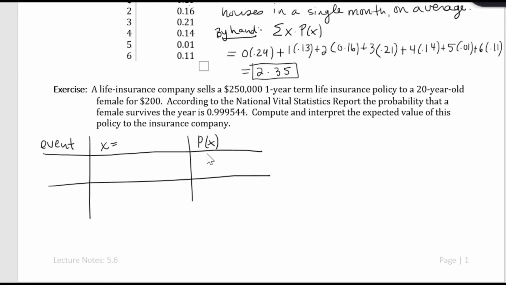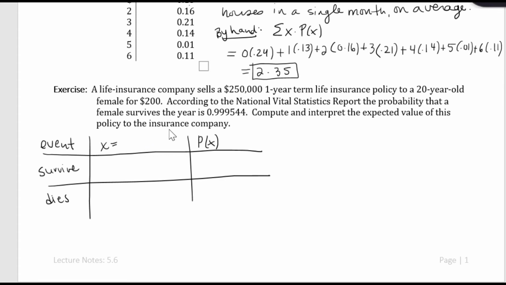Okay. So we have these 3 columns, and in the first column you're going to think about the event. So what could happen to this female in the year that this insurance policy is in effect? She could survive, or she could die, right? So we're going to go through and find information on those 2 different events and use them to find the expected value.